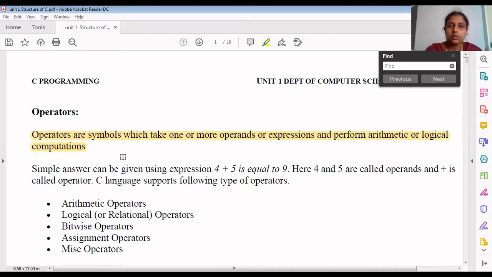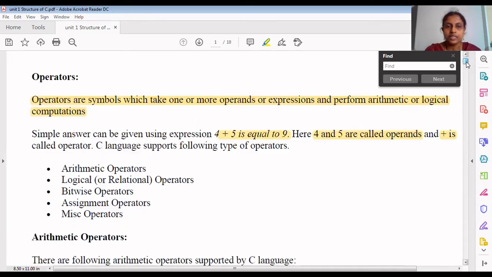Okay, so one example is given. 4 plus 5 is equal to 9. Here 4 and 5 are called operands and plus is called the operator. Now you will understand, I think. The symbols I use to perform any calculation, I call operators.